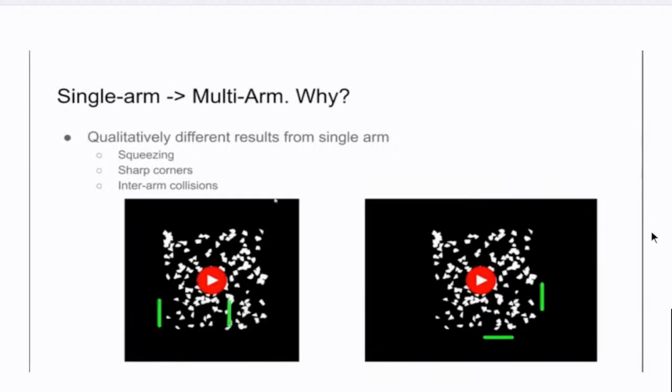Why is this interesting? First, you get squeezing behaviors. You also get sharp corners. And finally, you get inter-arm collisions leading to both arms moving in different directions.